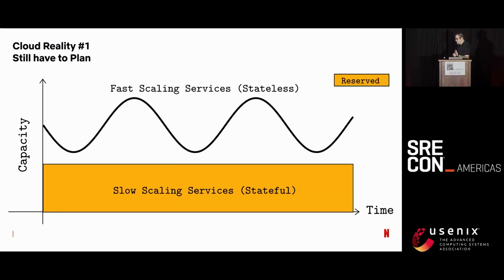All right, and this leads us to cloud reality number 1, which is that the cloud is not actually infinite, and you still have to capacity plan. At Netflix, we think of it in 2 main buckets. We think of it in our slow scaling stateful services, which we pretty much entirely reserve and run on all the time. And then there are the fast scaling stateless services, which move with that variable load.